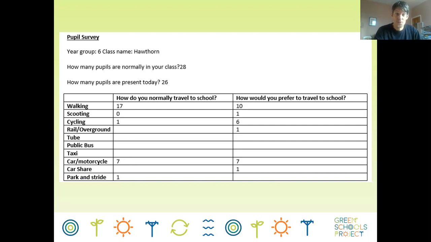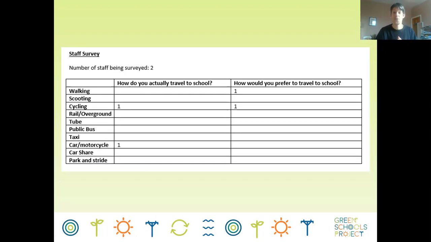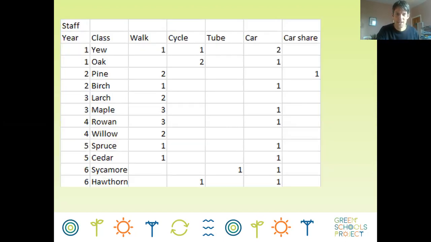And we got results from the staff as well. So however many teachers and teaching assistants were in the classroom, the same questions were asked, and we got results from that. So what I did was get all of that information and put it all together into a big table on Excel. I don't know whether you might have used Excel before, but you don't need to worry about that too much. But this is the table that we got.